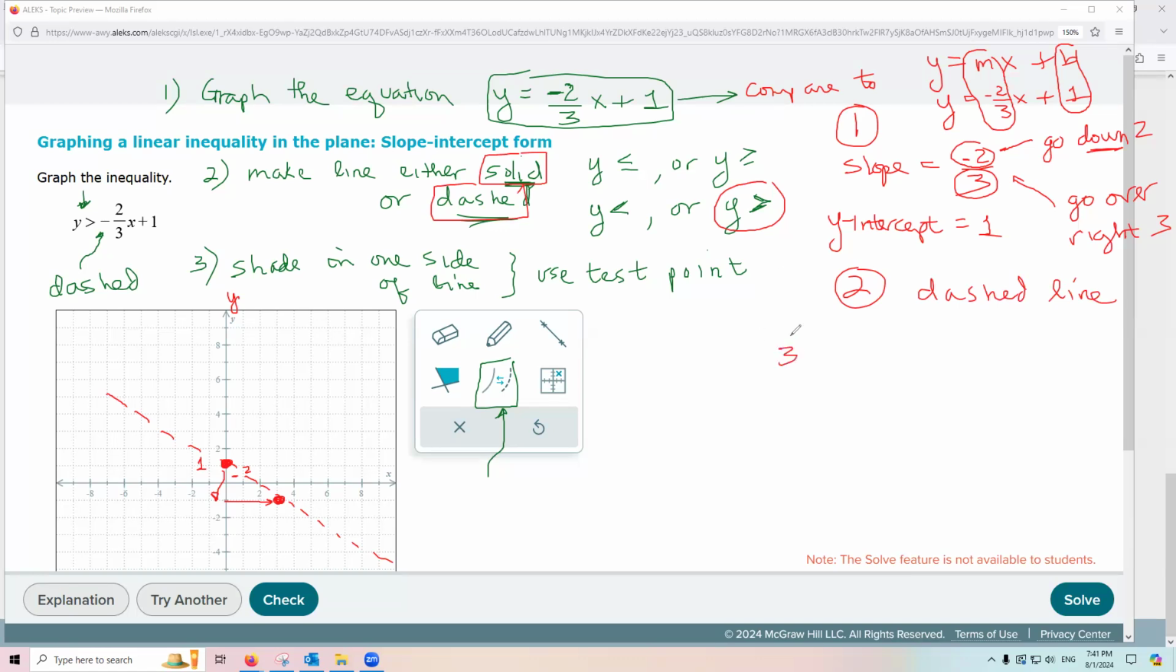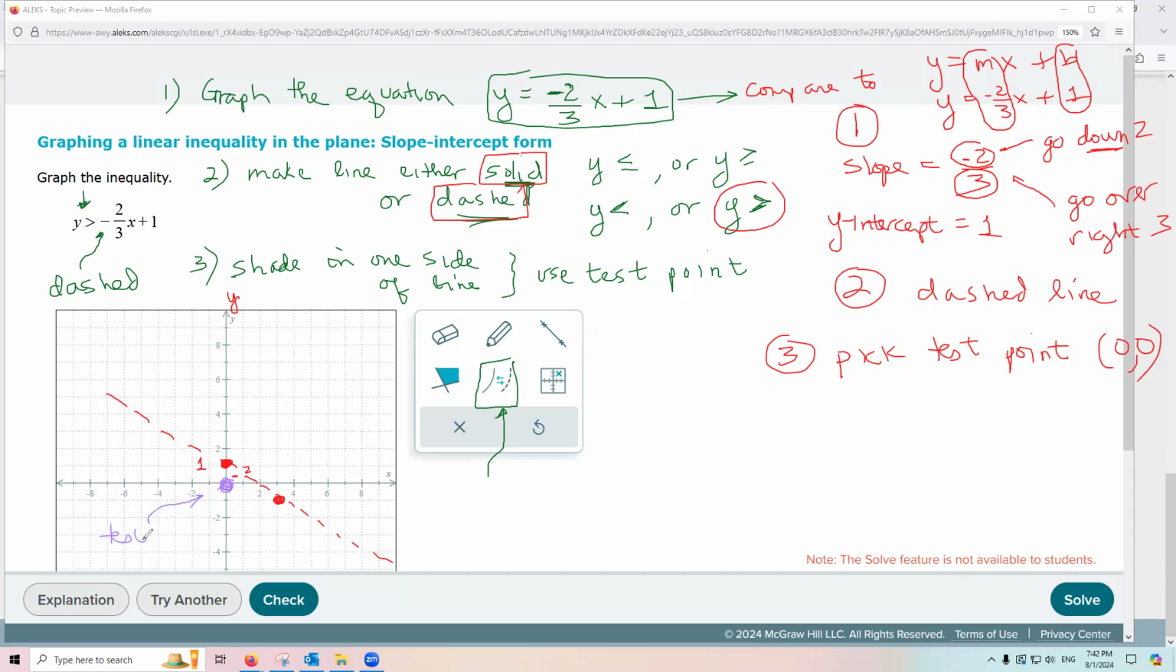Step 3, we want to pick a test point. Now, the easiest test point to pick is 0, 0. So I'm going to use 0, 0. You don't have to use 0, 0. You can use any point you want, but I think 0, 0 is the easiest. So I'm going to put a test point right here at 0, 0. Let me make this purple so you can see it. Here is our test point right here.